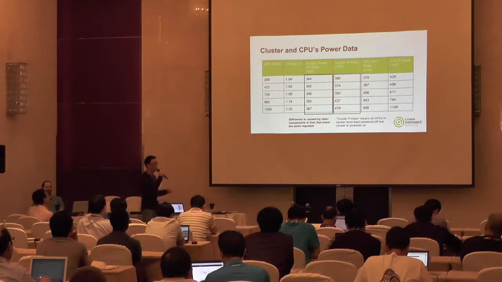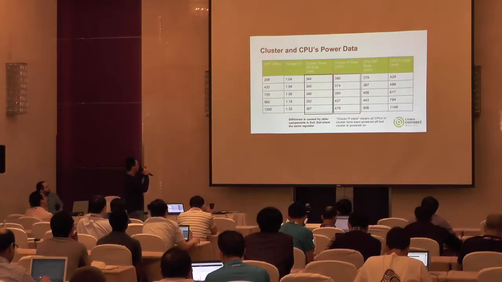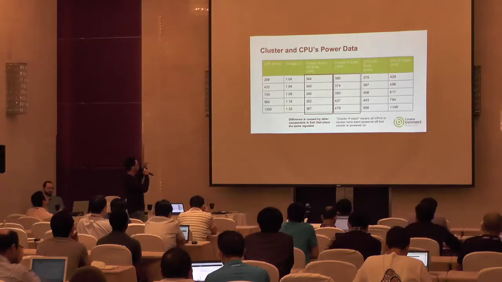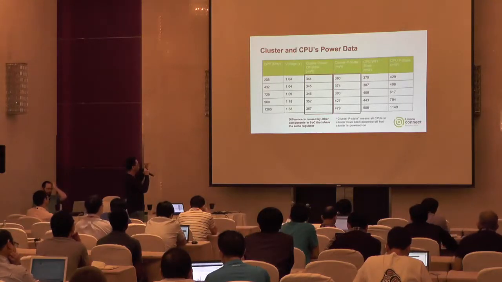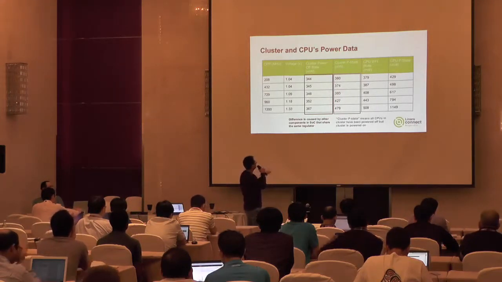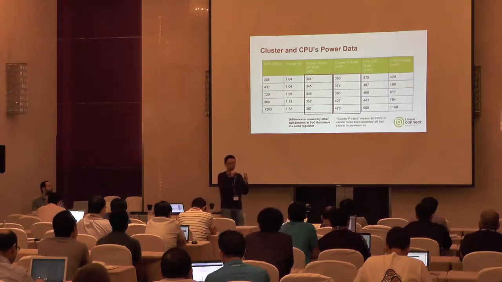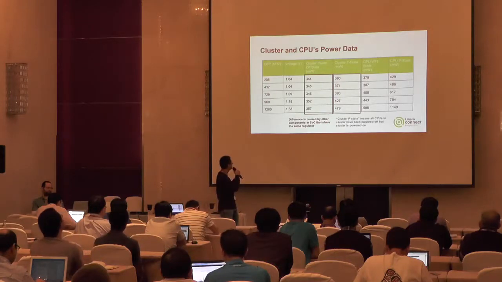So finally, we can get one power data table. It's like this way. We can set the operating point to 208 megahertz, and its voltage is 1.04 volts. And the third column, this is the cluster power off state. So that means the two clusters have been powered off.